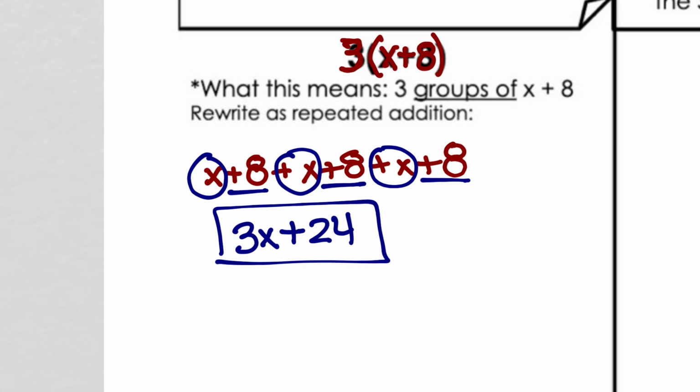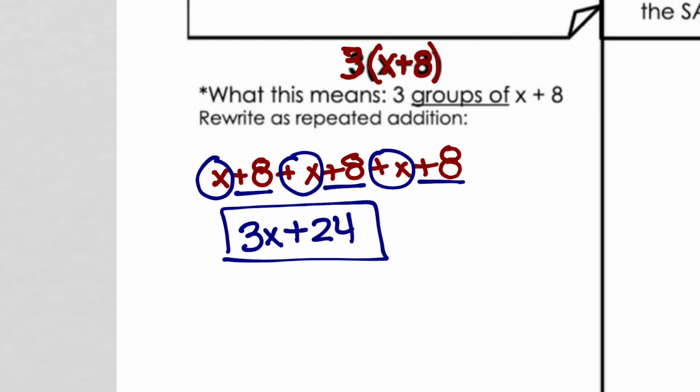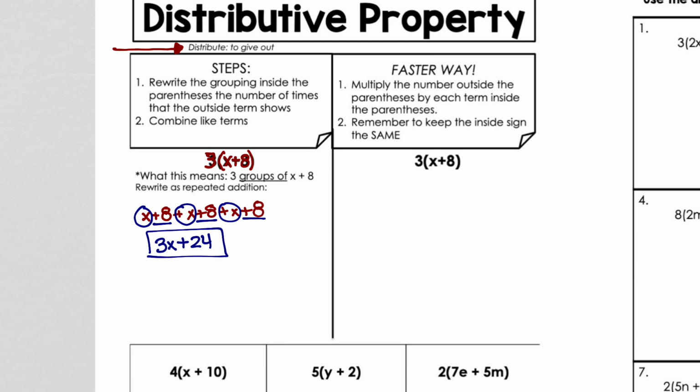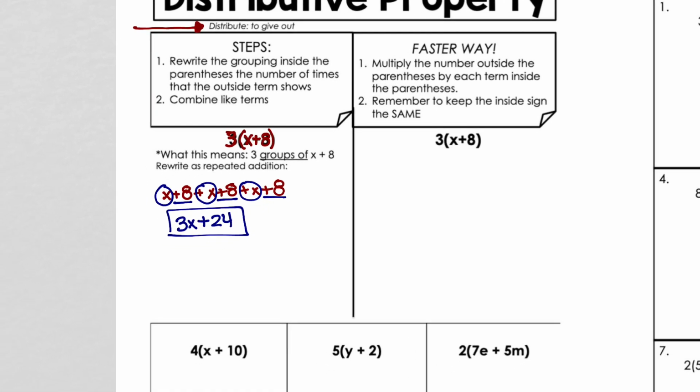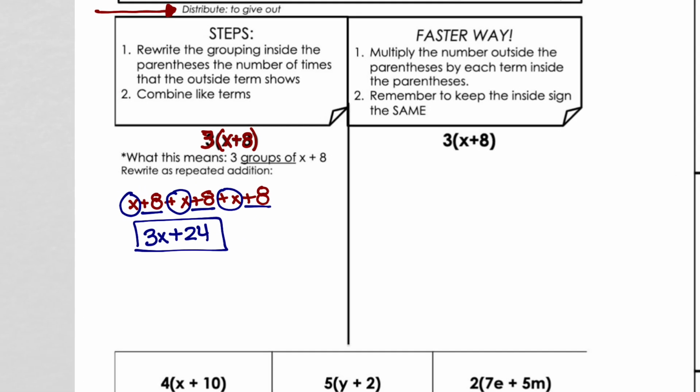Look, easy enough, right? A lot of writing, though. There's a faster way. Do you want to see the faster way? Okay, so let's look at this. The faster way is you can take the number on the outside of the parentheses and multiply each term inside by that number, and it's going to give you the same result.